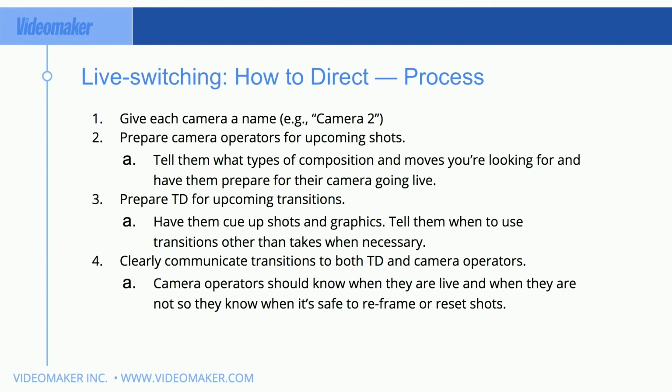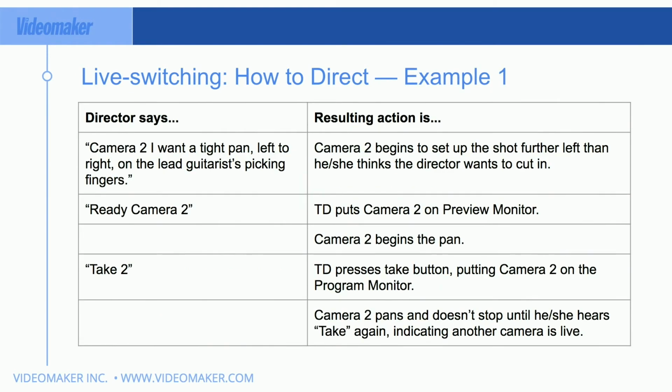So, camera 2, get ready for a pan from bride's face to hand. TD, dissolve cut to camera 3, take camera 3. That would indicate the camera starting their pan, and cut camera 2. So then you cut out of the shot, then the camera operator knows they're out of it. Here we go.